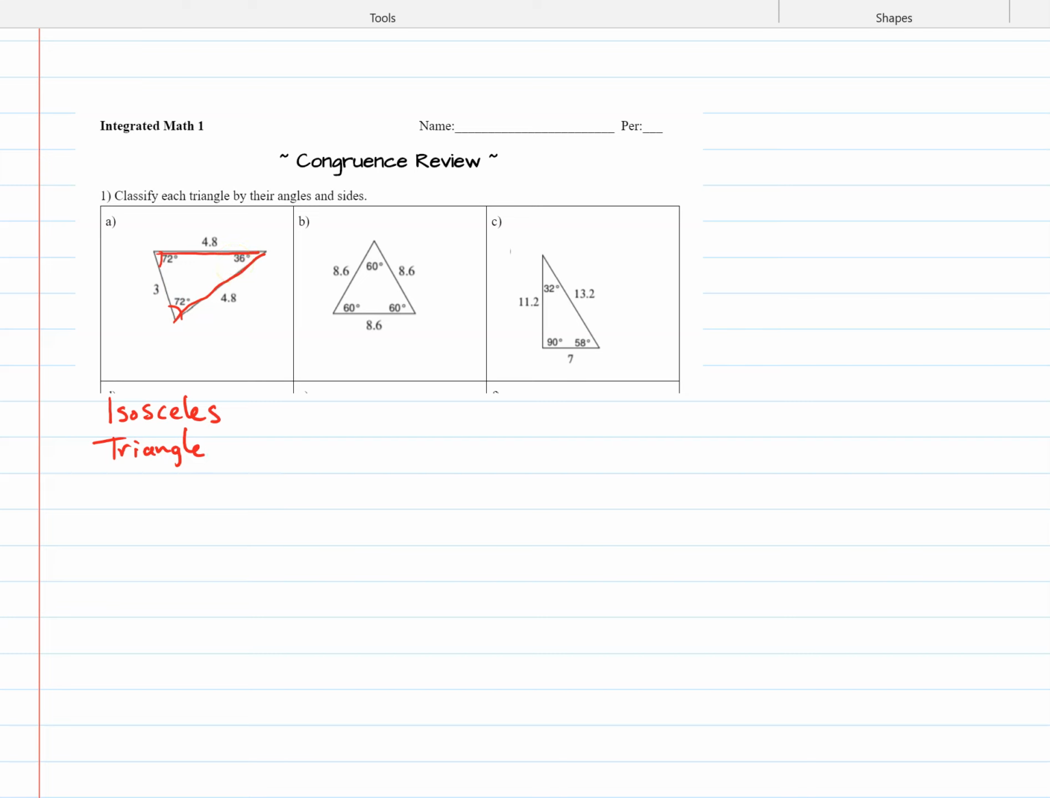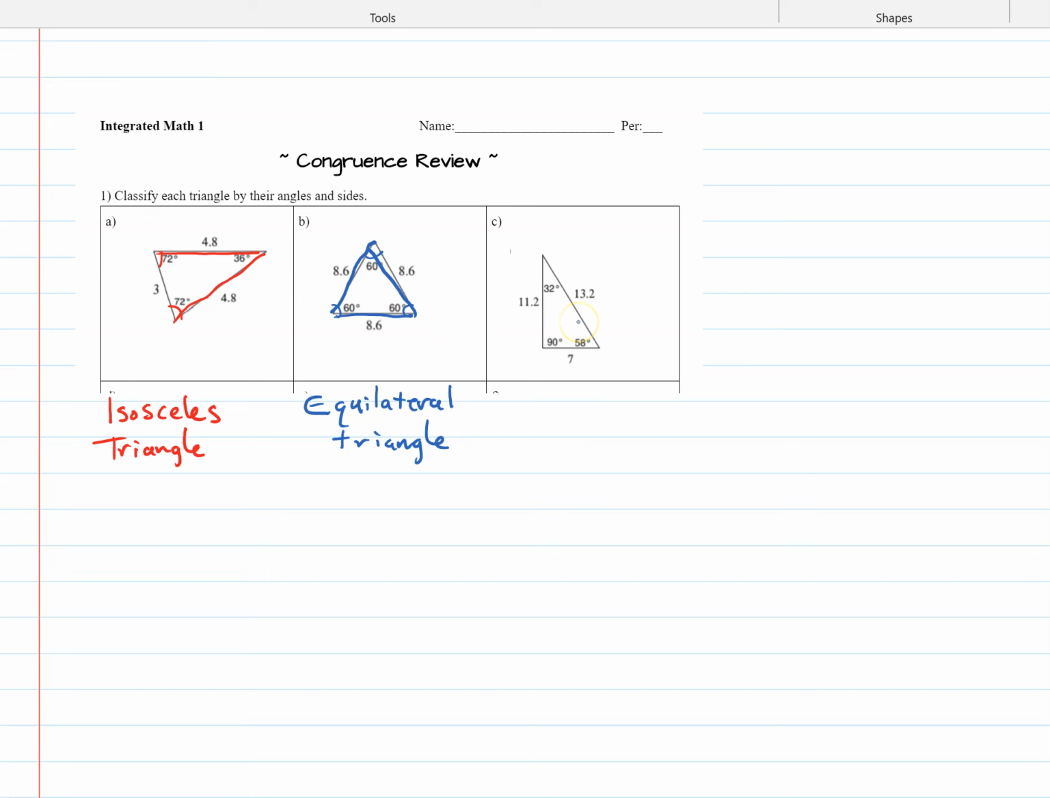Looking at part B, this one has three equal angles, 60, 60, and 60, and it has three equal sides. And this is a very famous triangle. It is called an equilateral triangle. This is an equilateral triangle when all the sides and all the angles are the same.